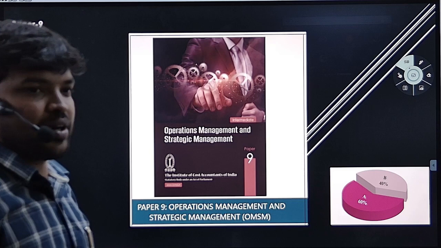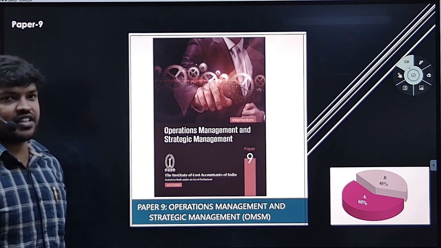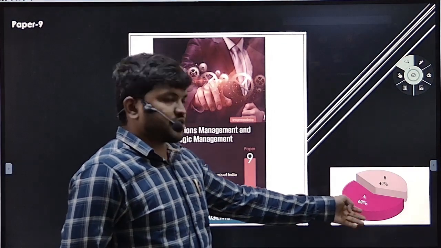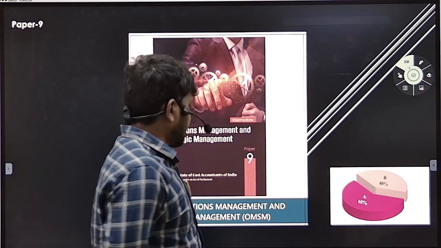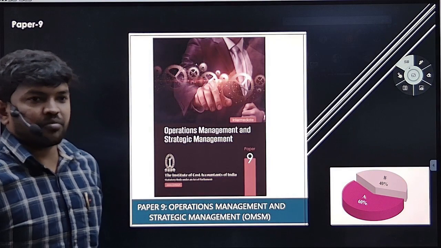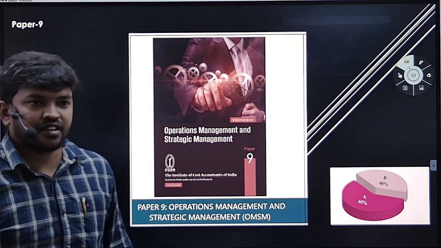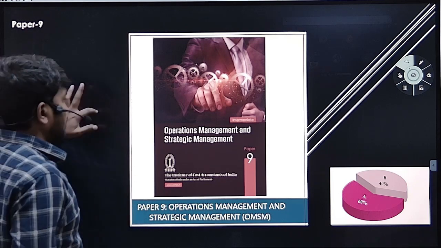Coming to paper number 9, operations management and strategic management. You have operations management for 60 marks, strategic management for 40 marks. The OM class will be started at 4 o'clock, I guess. Okay, paper number 9.